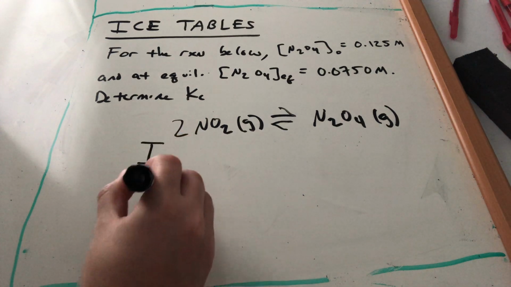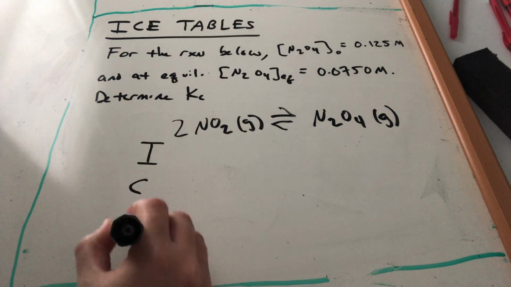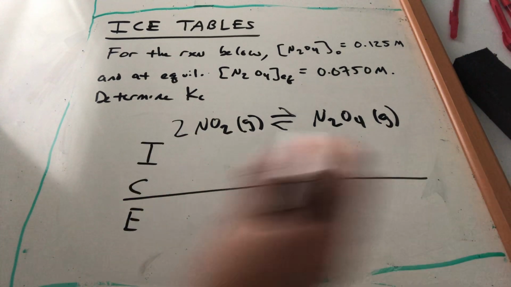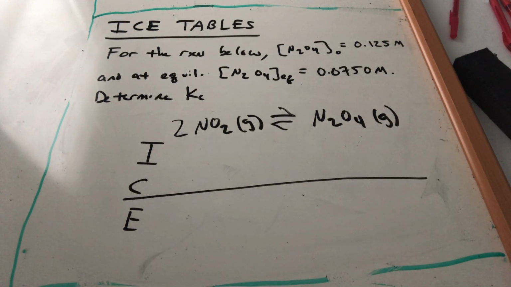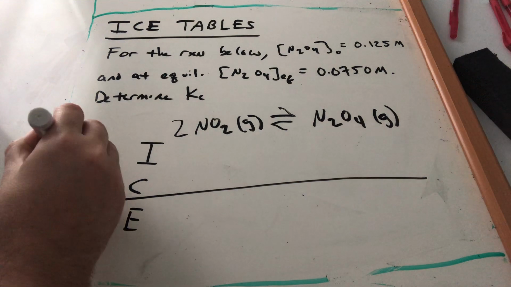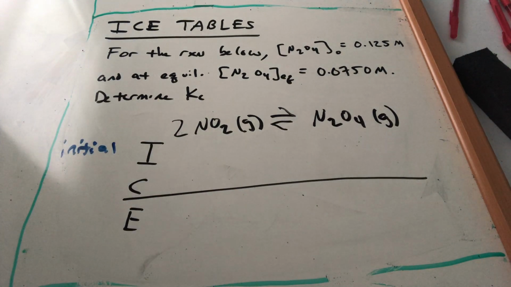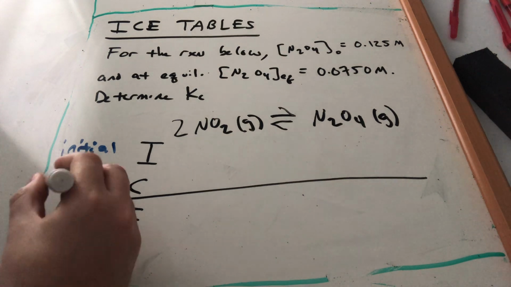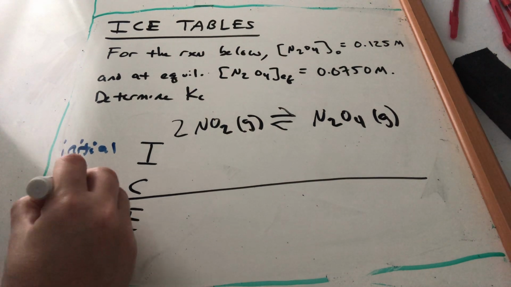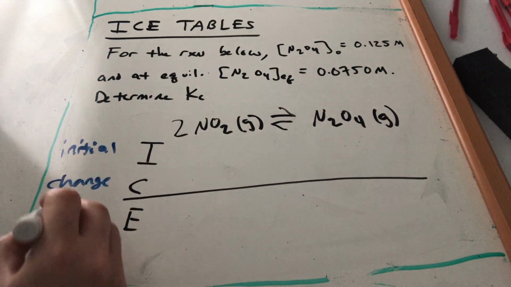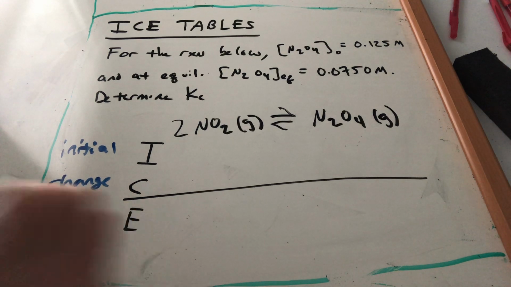So what we do when we make an ice table is next to our reaction, we write the word ICE. Now, what does each one of these stand for? I stands for initial. So we're going to put our initial information there, right? C stands for change. And E stands for equilibrium.